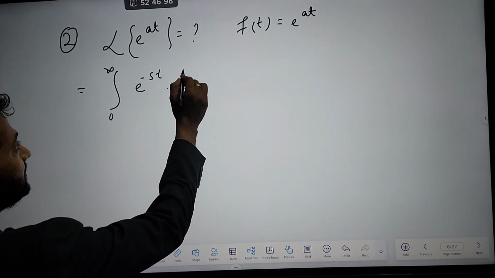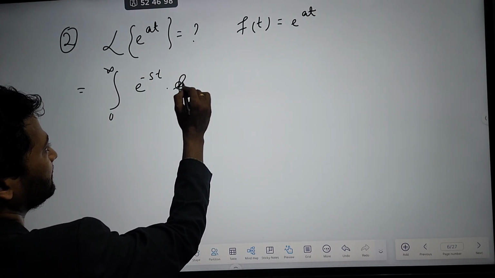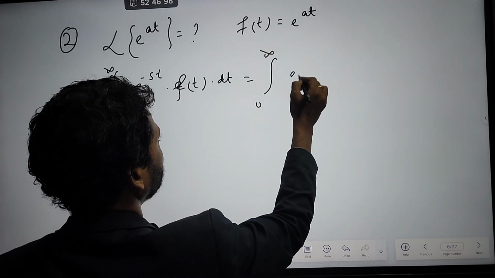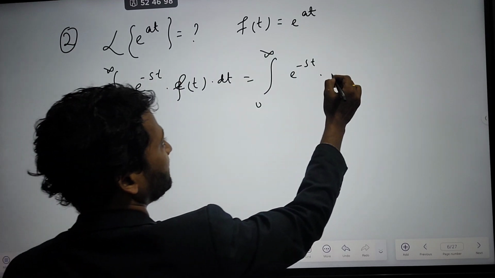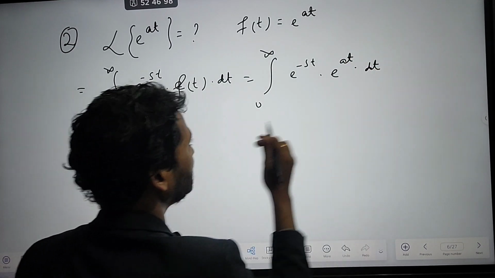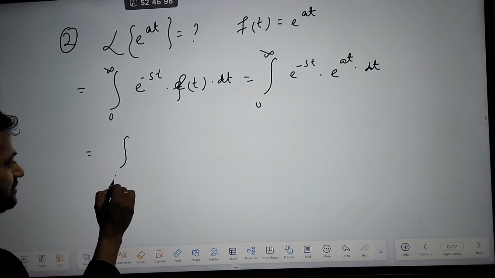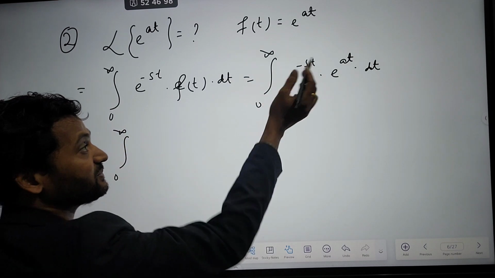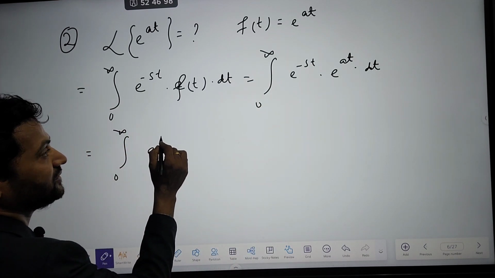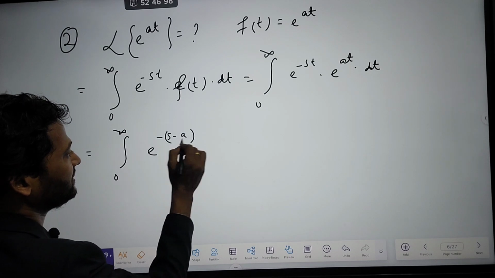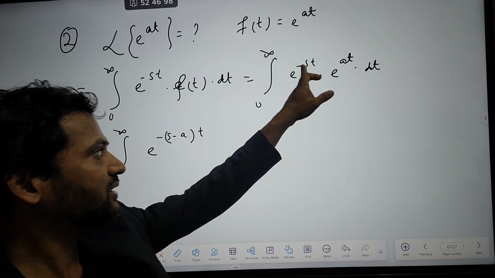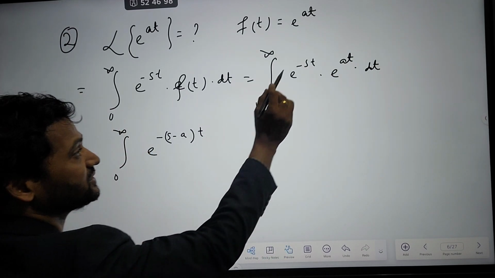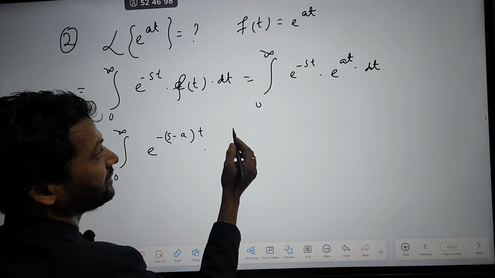ठीक है, सो हियर e to the power फैक्टर क्या है, ओके लेट मी राइट. ओके, सो हियर 0 to infinity e to the power minus st, फैक्टर क्या है e to the power at into dt. Done. So now we can do one thing, 0 to infinity. So here we can take minus t as common, so it is s minus a. मतलब I can write down here minus of s minus a into t. Yes or no? I have taken minus t as common, so it is s minus a into dt.